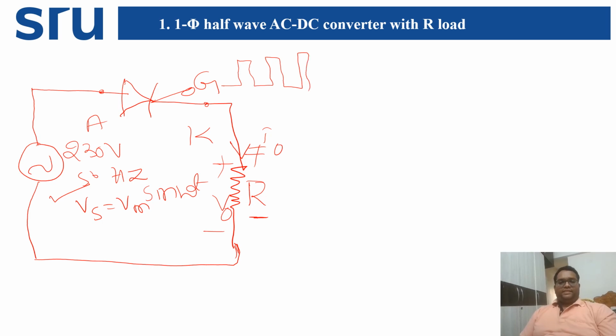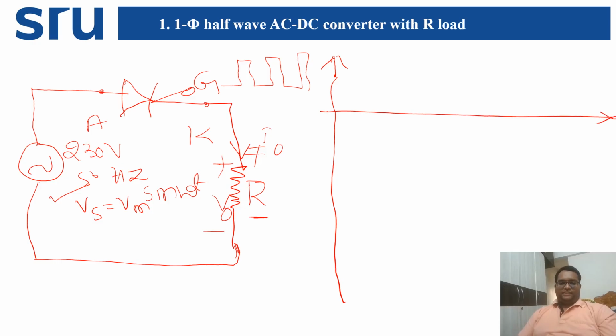Now let us take the waveforms. Step by step we will draw the waveforms. First check how we are going to draw the waveform here. First we will draw one vertical line, and based on that line we will draw the waveforms step by step. First we will take the source voltage. Let us take it and divide it into many parts.